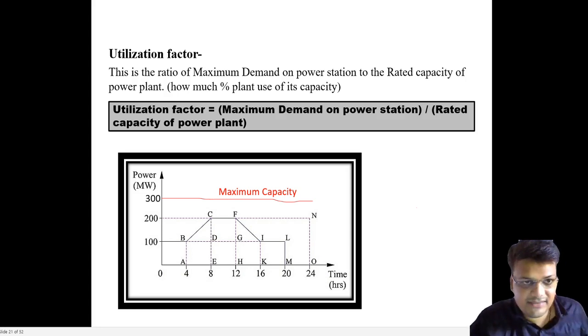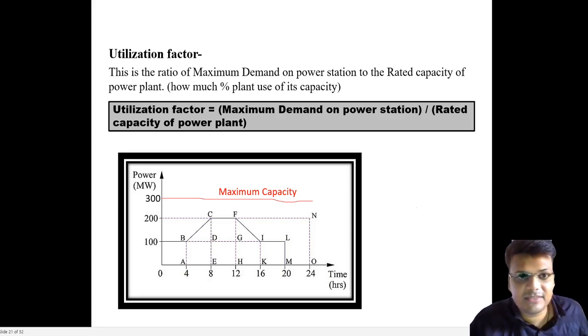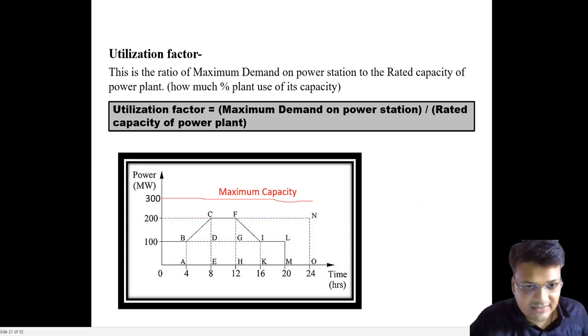So why do we calculate the utilization factor? It gives the idea that approximately 67% of the plant's capacity is being used. It has a capacity of 300 megawatt, but it is only delivering up to 67% of its capacity. That's why it is beneficial to calculate the utilization factor. By looking at the percentage, we simply know how much the plant is generating with respect to its capacity.